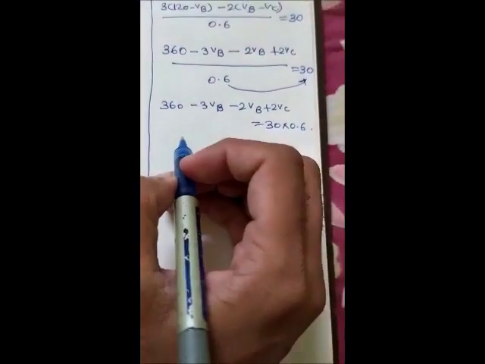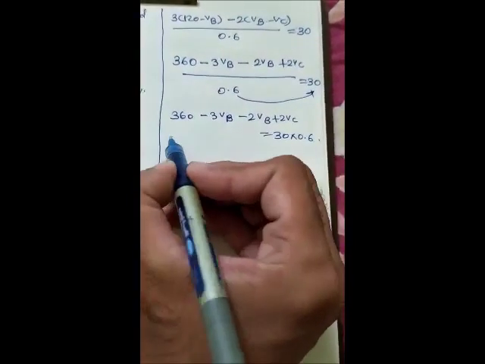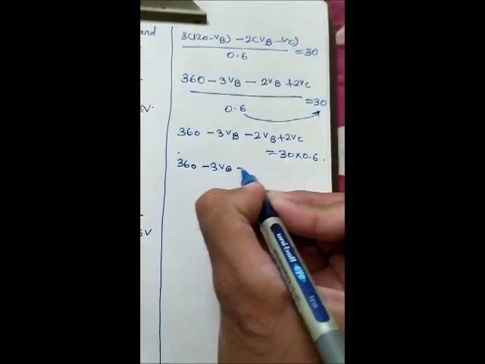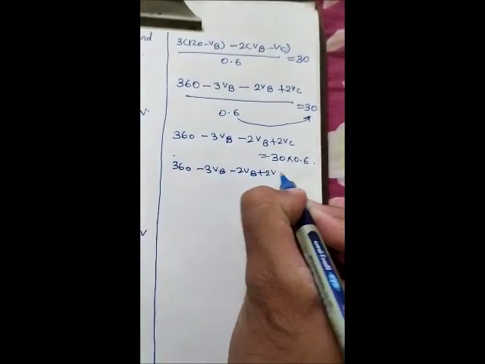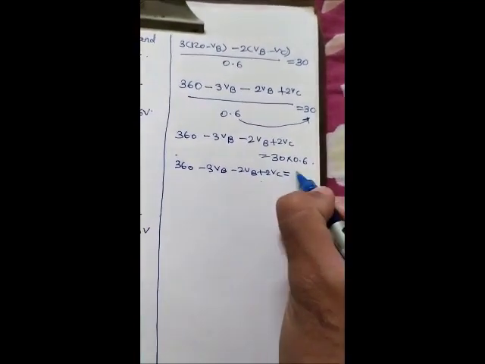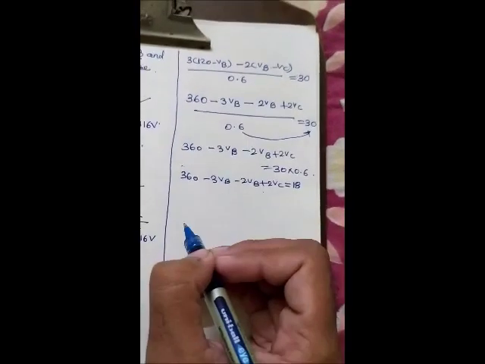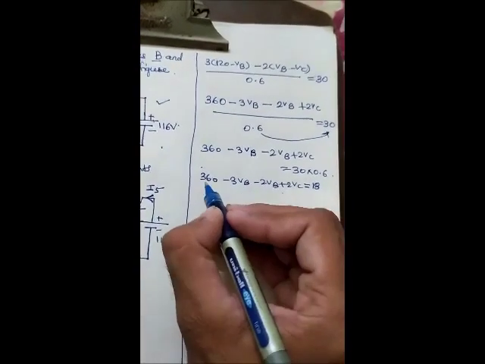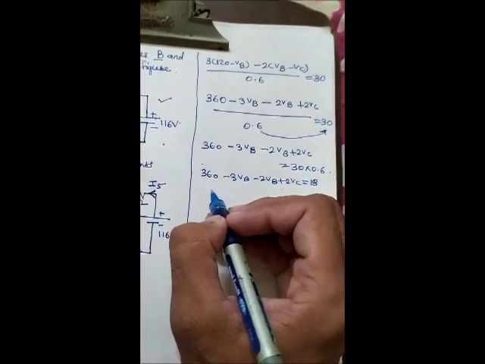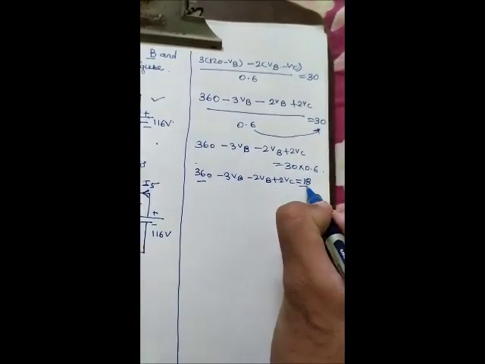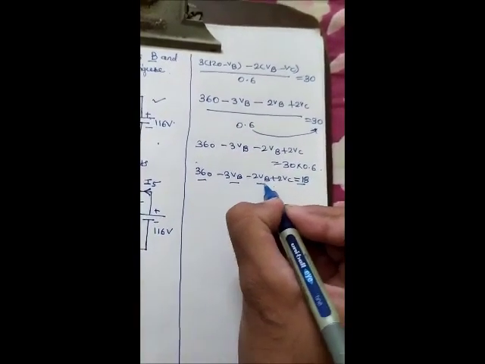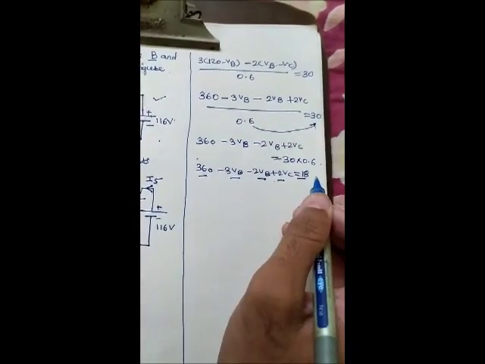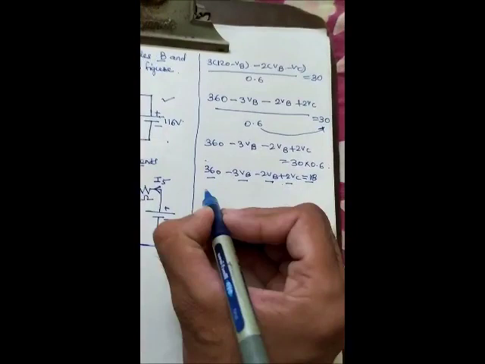Okay. So we will solve this. 360 minus 3VB minus 2VB plus 2VC, and 30 into 0.6 is 18. Now what we will do here, we will take the real terms to one side, the terms with VB and the terms with VC on the other side. Real terms एका बाजूला करायचे आहेत, VB आणि VC terms एका बाजूला करायचे आहेत.